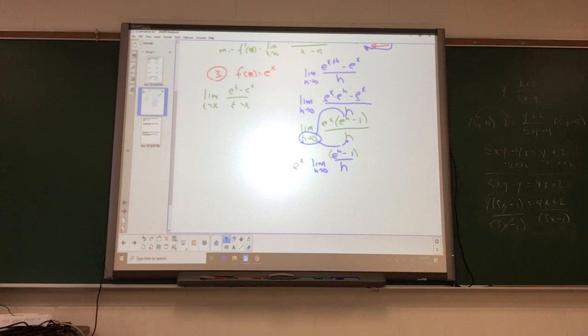So you have the quantity e to the h minus 1 divided by h. Start doing values. What happens at point 1? And what happens at point 0, 1? What happens at point 0, 0, 1? What y value do we continue to get closer and closer to? What do we get closer to?